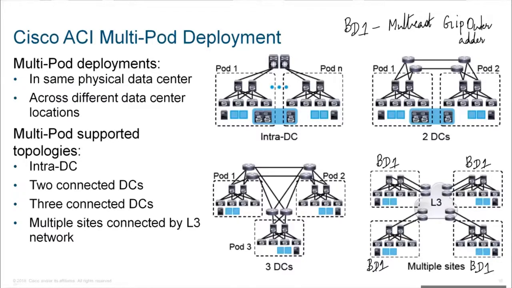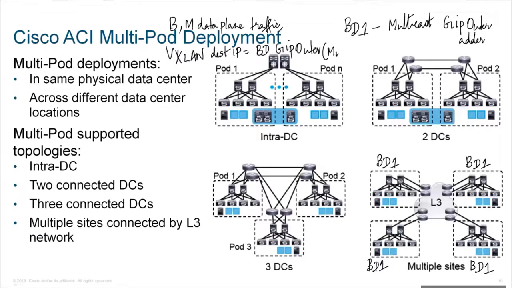Whenever it's handling the broadcast and multicast data plane traffic, unknown unicast is handled differently by default unless you turn it off. So for broadcast and multicast data plane traffic, the VXLAN destination IP is the bridge domain's group IP outer address, which is actually a multicast address if you think about it.